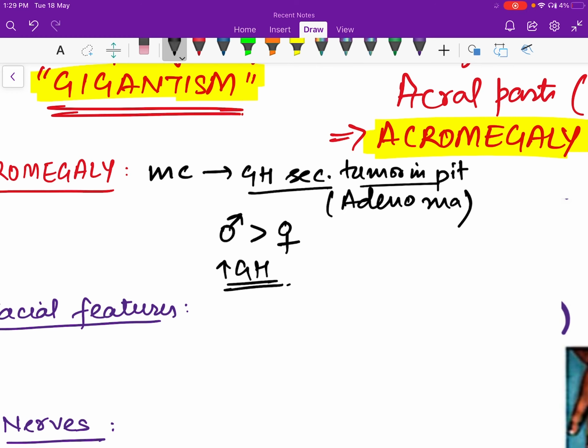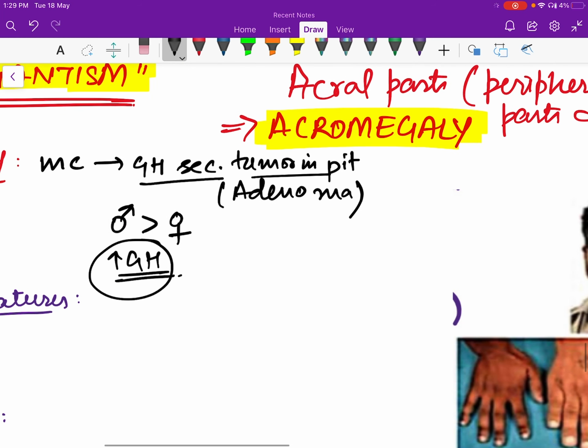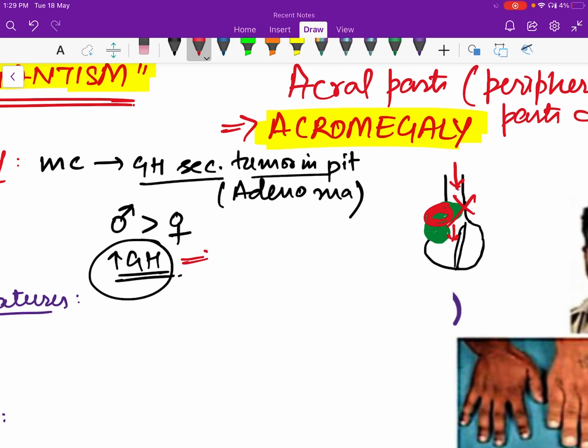Now there will be increased production of growth hormone from this tumor, but again, like I said, there will be what's called the stalk effect. So I'll try to explain it here. If this is the pituitary gland, and here is the growth hormone secreting tumor, this tumor can grow and cause compression of the stalk. So the factors from the hypothalamus cannot reach the pituitary because of this compression. So there will be a stalk effect as well.